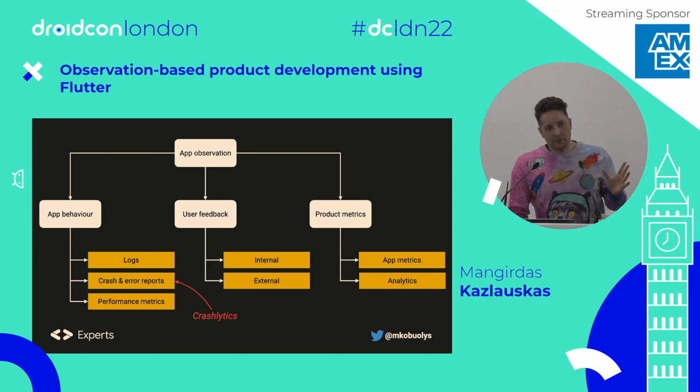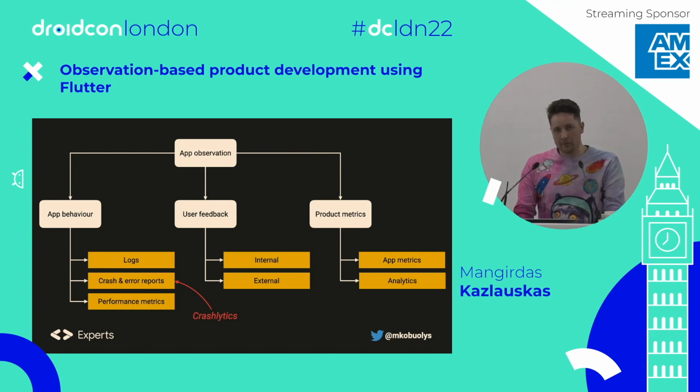This is basically the structure of today's talk. I mentioned there are 3 main categories of app observation. I split each of those into several smaller ones. When we are talking about app behavior, we'll be talking about logging, crash and error reports, also known as crashlytics, and also performance metrics. Then we'll get a little bit deeper into user feedback, the soft part of this presentation. So that's internal and external feedback. And then we'll end the presentation with product metrics, and these are app metrics and analytics.